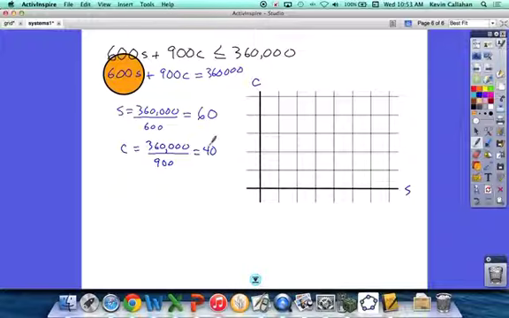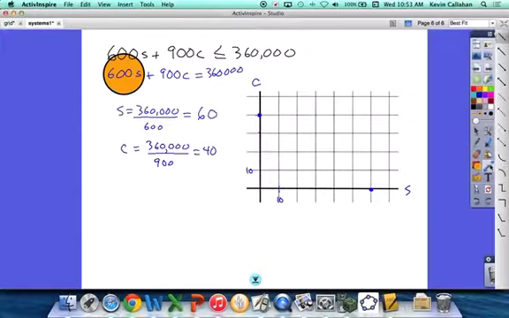Right, so on the graph, to graph the boundary only, on the s-axis, I'm going to go to 600. Each one of these is 100: 100, 200, 300, 400, 500, 600. And on the c-axis, I'm going to go up to 400. Again, every one is 100: 200, 300, 400. And then I'm going to connect them with a line.